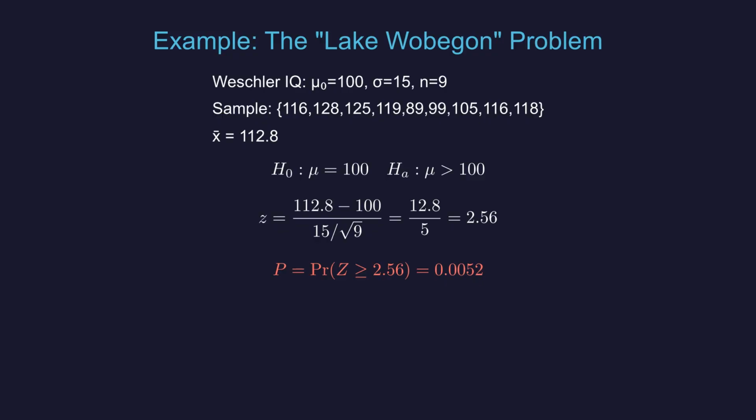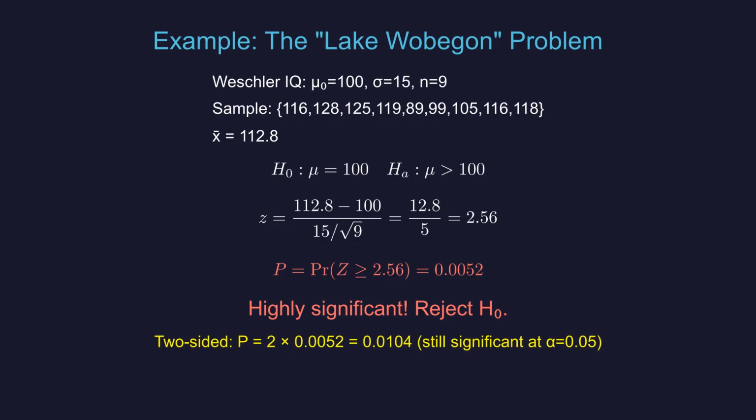The p-value is the probability that z is greater than or equal to 2.56, which is 0.0052. This is highly significant evidence against H naught. We reject the null hypothesis. Note that even with a two-sided test, the p-value of 0.0104 is still significant at the 0.05 level.